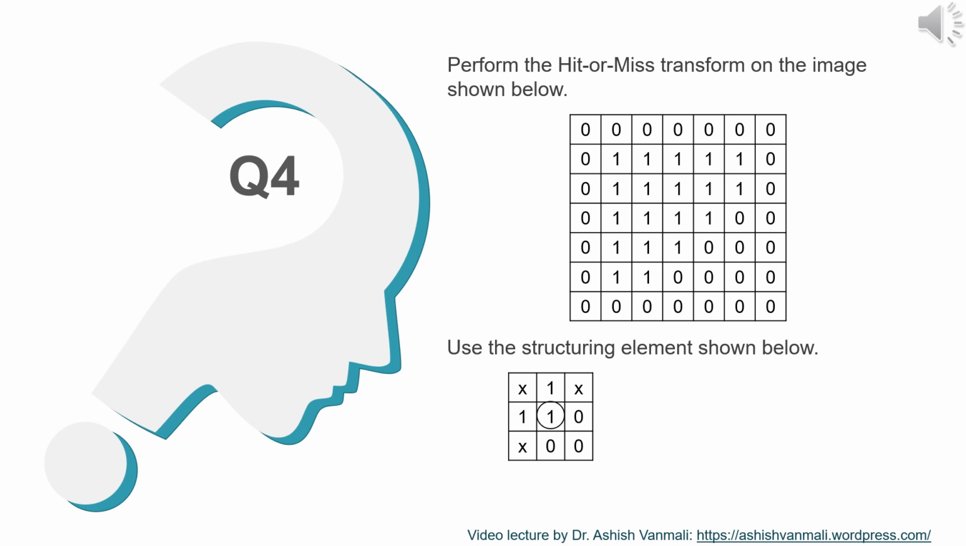The question is, perform hit or miss transform on the image shown below, and they have given again a 7x7 image with a slightly different object at the center. They have given us the following structuring element, with the center marked in this particular case. Some of the elements are 1, some are 0, whereas some elements are don't care in the structuring element.